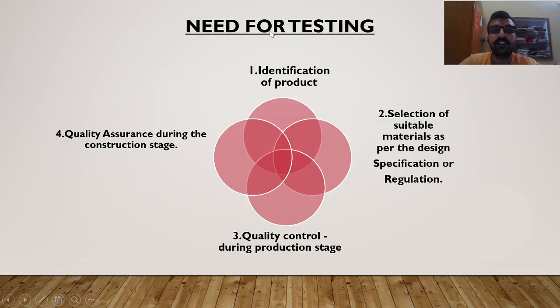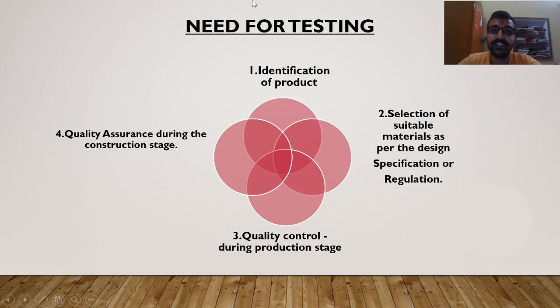Now the need for testing. We may not be able to identify the type of polymer or the type of material, so we need to do the testing. And then of course, for selecting a suitable material based on the design specification and regulation, we need to select a product, and even for that we need to test a given number of products and then select a suitable material that is good for our construction works.